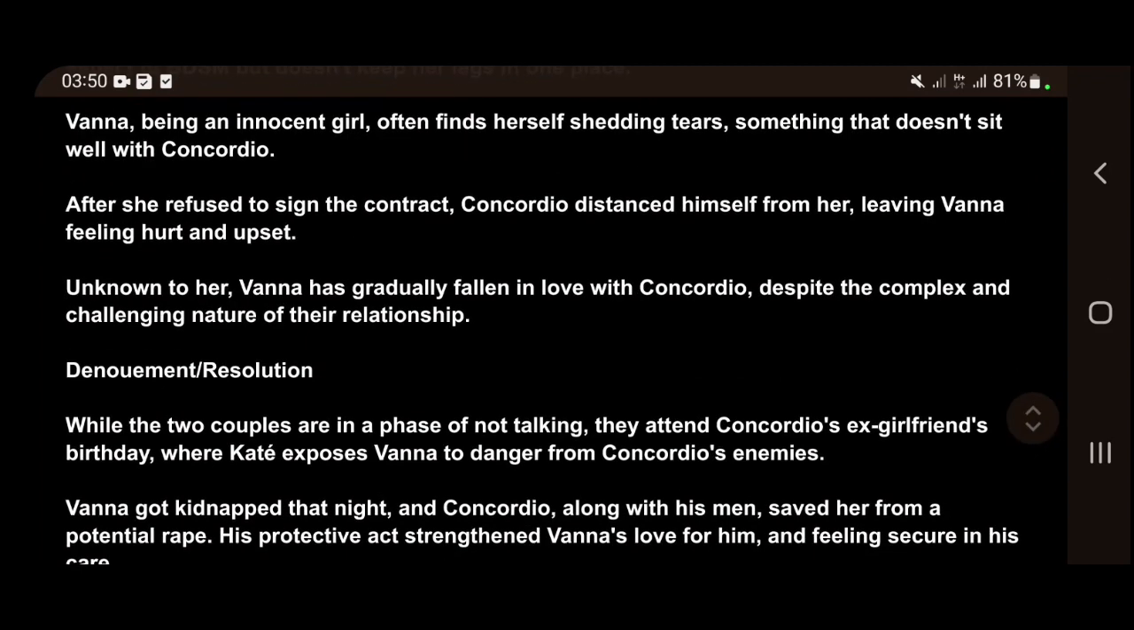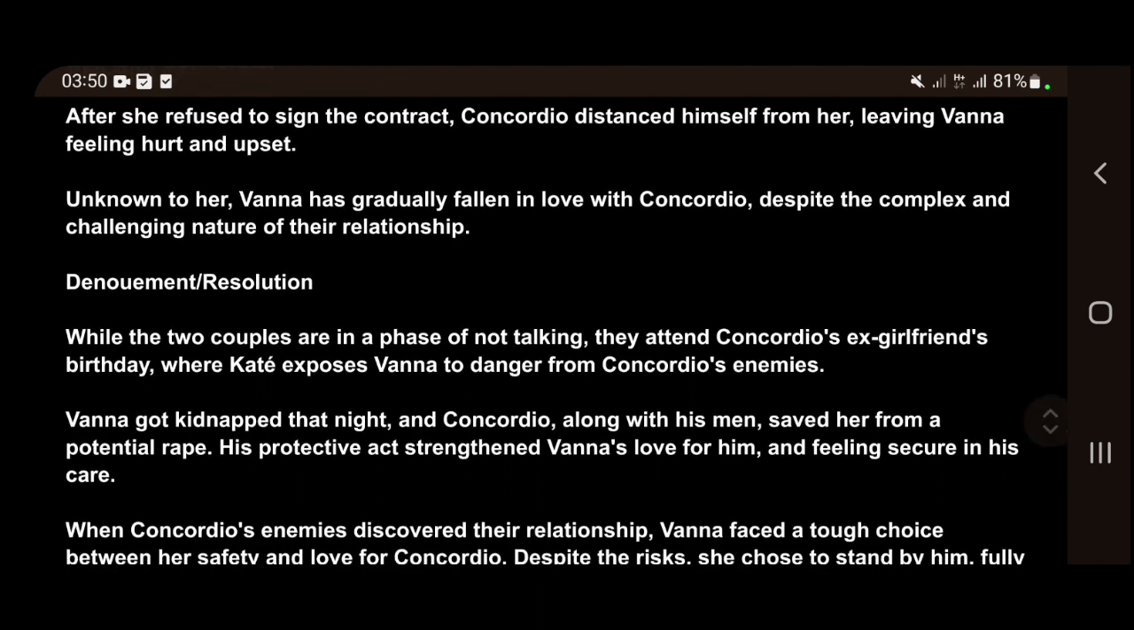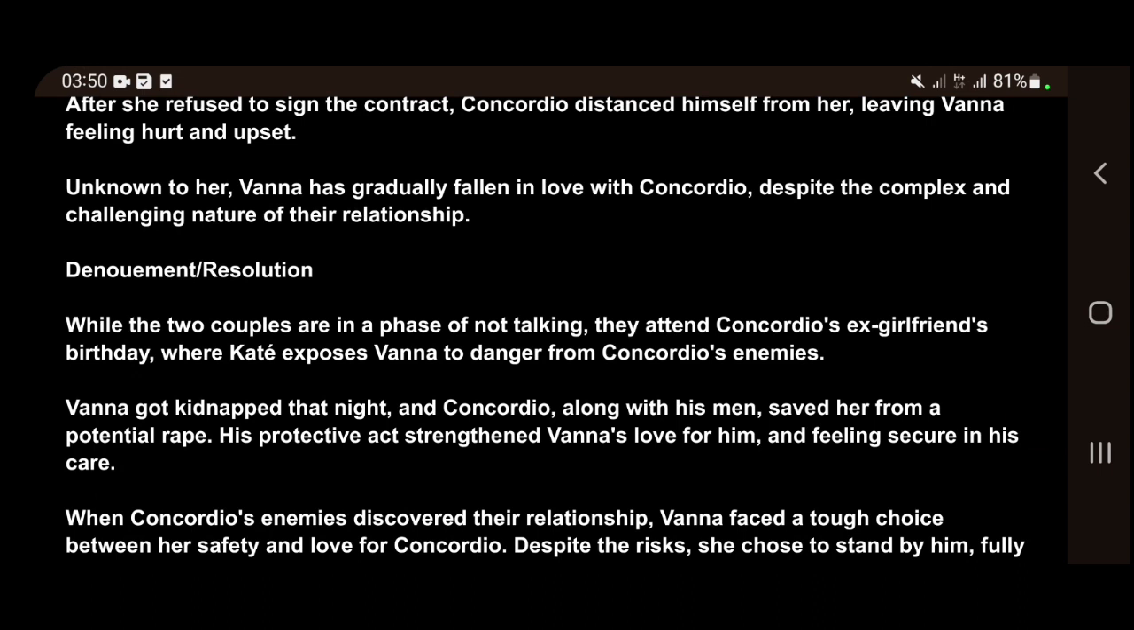Unknown to her, Vena has gradually fallen in love with Kojo despite the complex and challenging nature of the relationship. Okay, this is the denouement and the resolution. Okay, this is the ending part of the story.